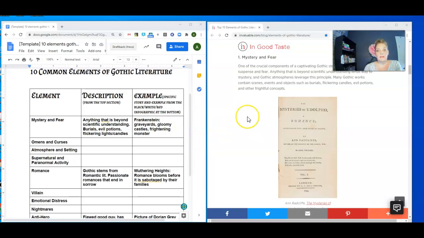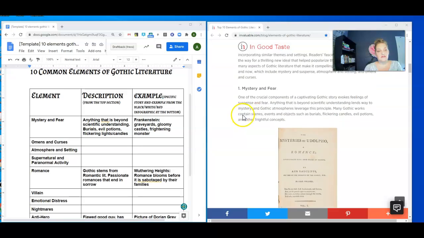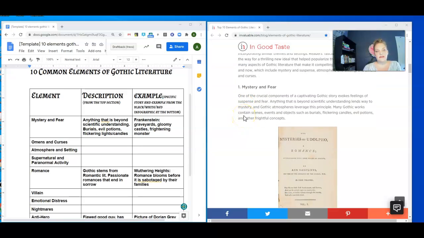So let's do this one. Mystery and fear. One of the crucial components of a captivating Gothic story evokes feelings of suspense and fear. Anything that is beyond scientific understanding lends its way to mystery. And Gothic writing really does that a lot. So anything we can't explain.